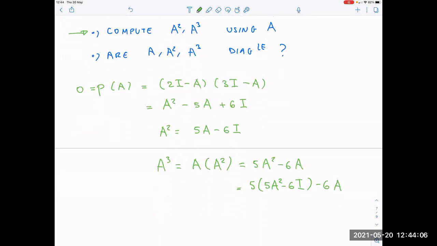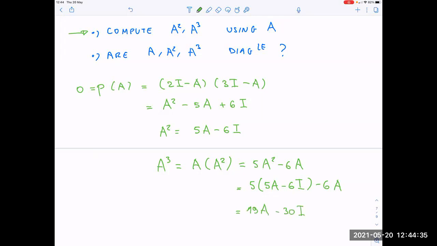Sorry, this is not a square, so it is 5 times 5A minus 6 times the identity, and we have minus 6A outside. And so we are left with 25 minus 6, which is 19A minus 30 times the identity.